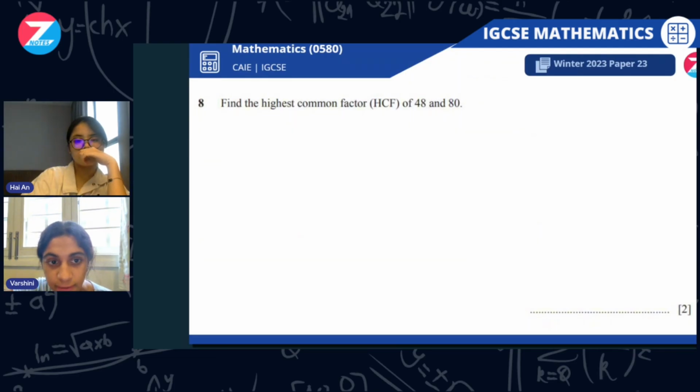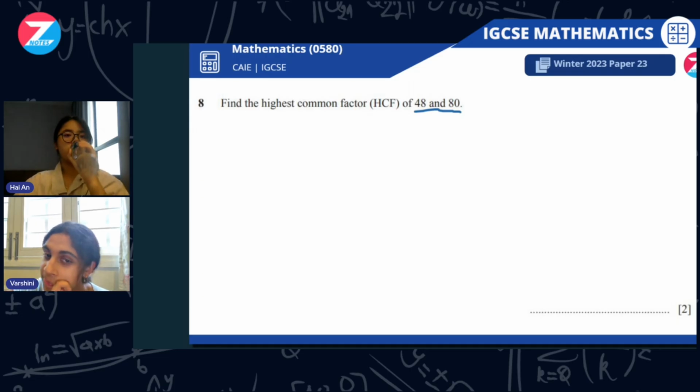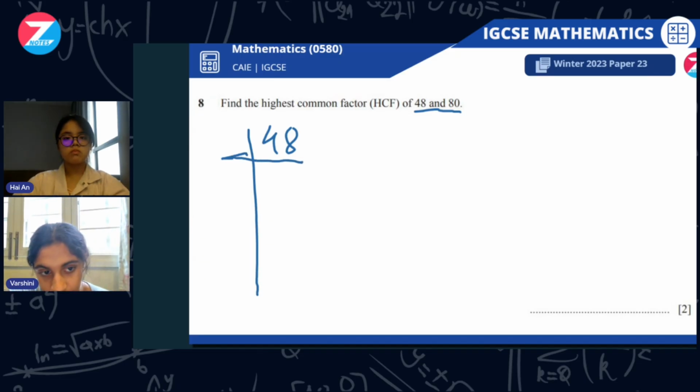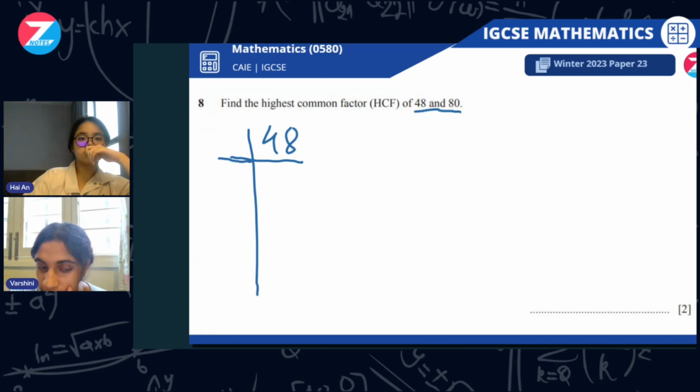Question 8. Find the highest common factor of 48 and 80. To do this, we need the prime factors of both 48 and 80. So first, let's take 48 and draw a tree diagram. We can only divide 48 by prime numbers, which are 2, 3, 5, 7, etc. So first, let's divide it by 2, because you can clearly see that it goes. 48 by 2 is 24.